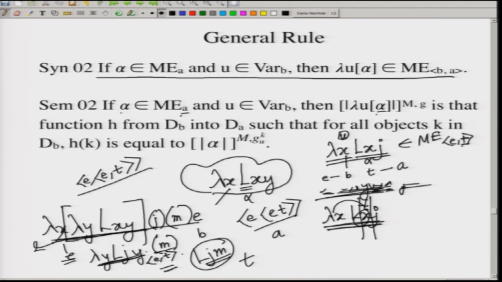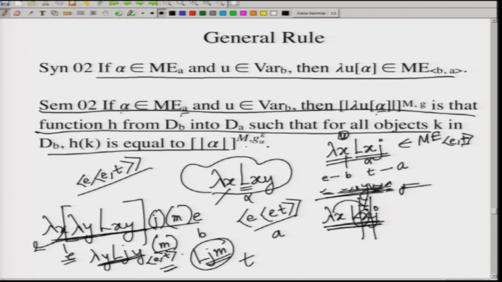So this is how lambda expressions are understood, and this has to be interpreted the way we interpreted the specific rule. It is not at all different. I just read it: if alpha belongs to M E A, and u belongs to var B, then lambda u alpha with respect to M G is that function h from D B into D A, such that for all objects k in D B, h k is equal to the value of alpha. Now, what does that mean? It actually defines whatever is left.